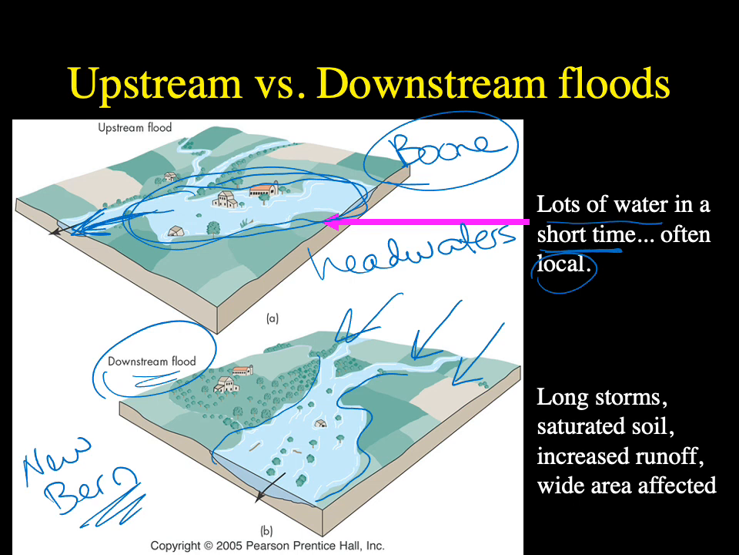This usually happens after long storms, when the soil is saturated, and oh, by the way, those storms don't even need to be local, right? They can even be storms in the headwaters, right? But they can also be from storms nearby. So the soil in the area is already saturated, right? The floodplains really can't sponge up any more water. They're already saturated. And so you get increased runoff that affects a really wide area.